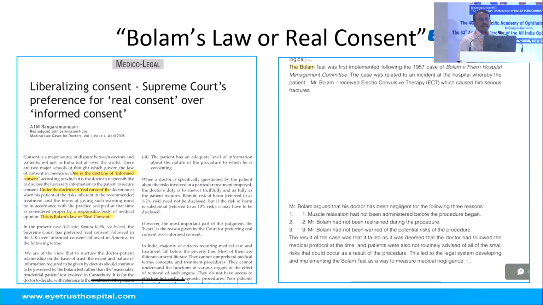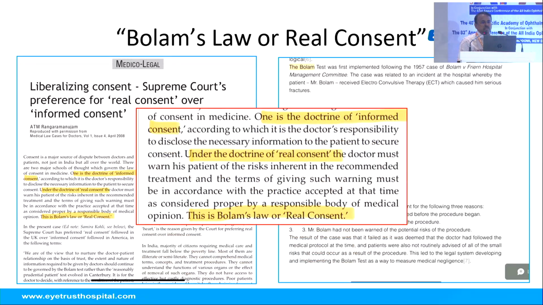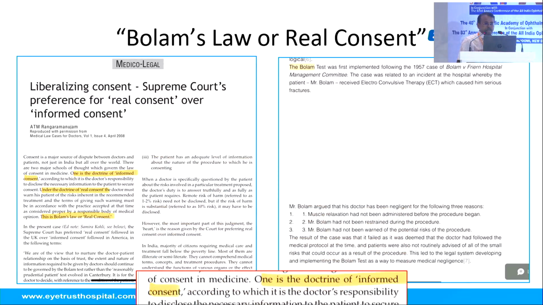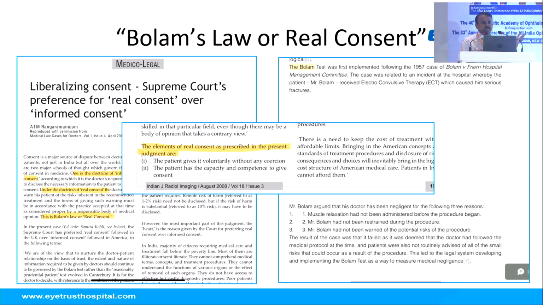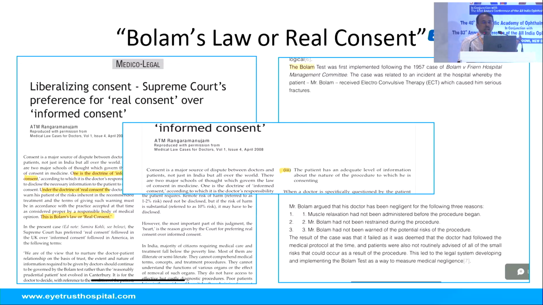So, what is Bolam law or real consent? In case of informed consent, it is the doctor's responsibility to disclose the necessary information to the patient, but what the court expects is a real consent, where apart from the procedure, you have to also explain the risk associated with that procedure, which they consider as a real consent. So, you should have three things, elements of real consent: it should be given voluntarily without any coercion. The patient has the capacity and competence to give consent. They should be mentally stable to give that consent, and they should have an adequate level of information and adequate level of understanding about the procedure.